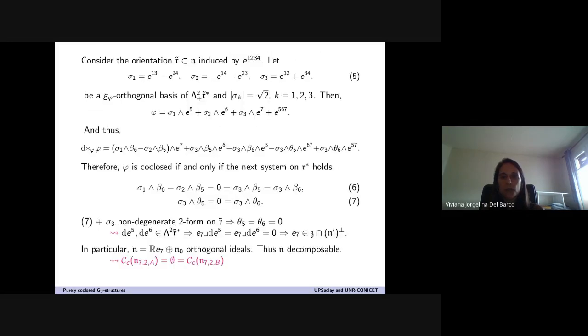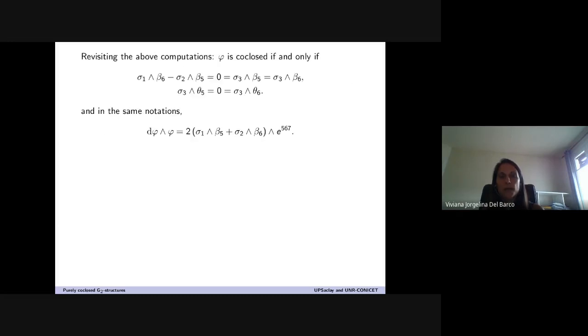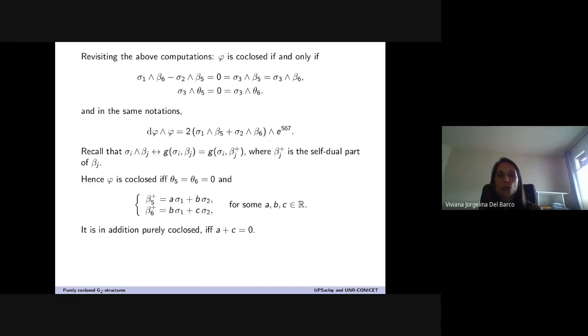But actually we've done a lot of work here. We didn't use, for instance, equation 6. So I've written again the same system, and I added the condition for phi to be purely coclosed. And there we get a different condition. Recall that when you have self-dual forms, if you make the wedge product of two forms, you are actually making the inner product. So the system I will get by imposing phi to be purely coclosed, that means the last equation to be 0, is equivalent to talking about the components of the self-dual parts of beta, which are the differentials of E5 and E6, in sigma 1, sigma 2, and sigma 3, which says it's 0.